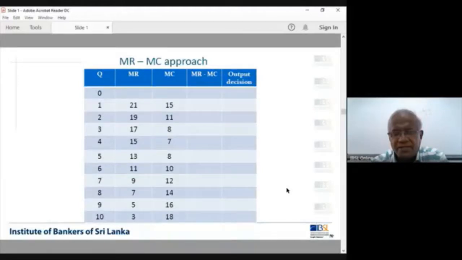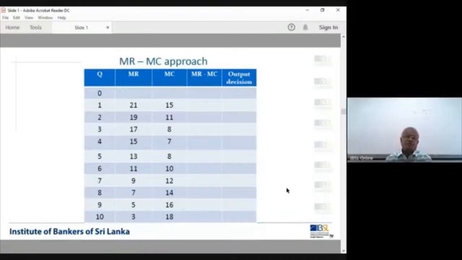On per unit profit. By selling the first unit, firm can earn 21 rupees. Cost of this last unit is 15. Therefore, what is the marginal profit? 21 minus 15, that is 6. This column, it should be 6. By selling the second unit itself, firm can earn 19. Marginal cost is 11. Then, what is the marginal profit? MR minus MC. Selling the second unit, 19 minus 11. Profit is 8.